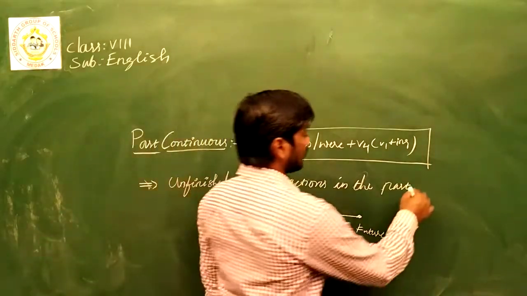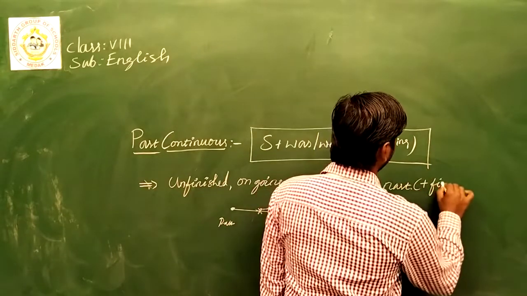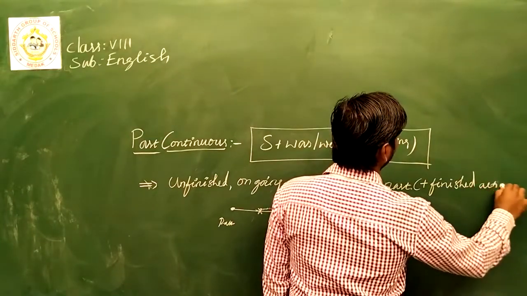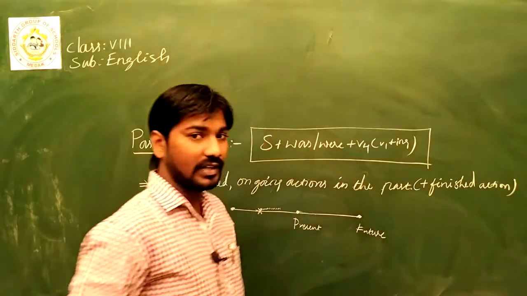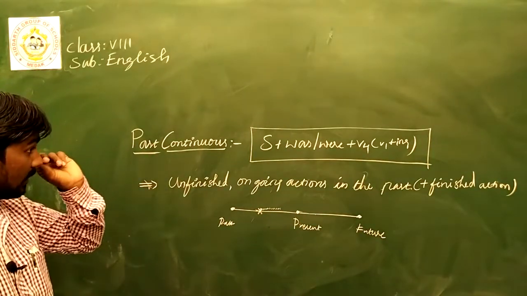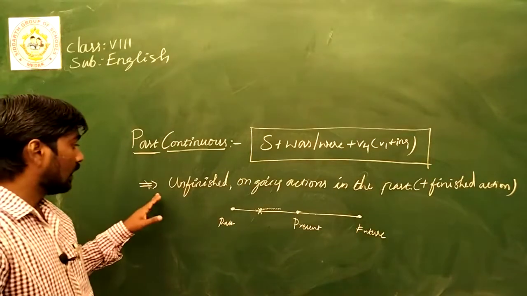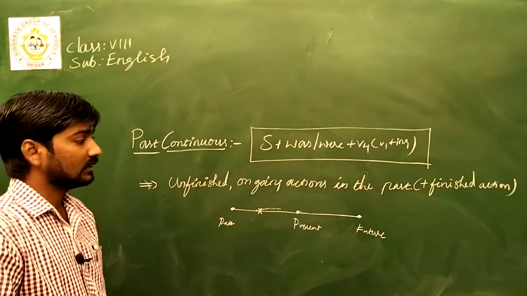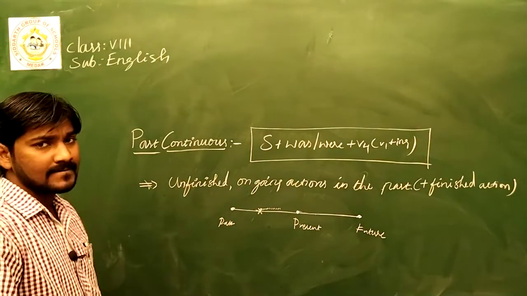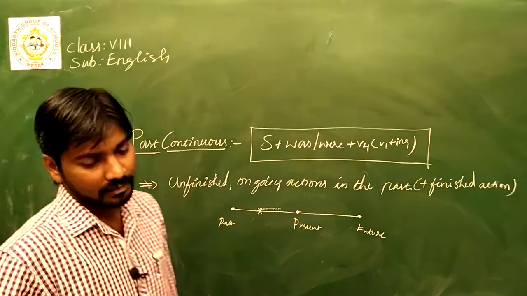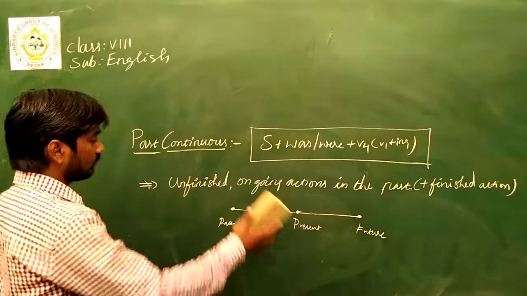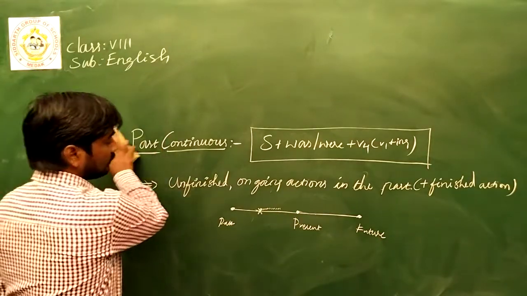Or you can mention here plus finished action. I will give you an example for this. Examples I will give you like this. Plus finished action. Copy this. Past continuous: subject plus verb plus before plus object. Unfinished or ongoing actions in the past plus finished action. Timeline you can draw this. If you have completed, I will go for giving examples now. Right? I'm going to erase it all.